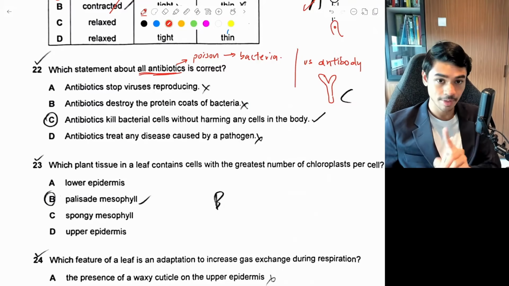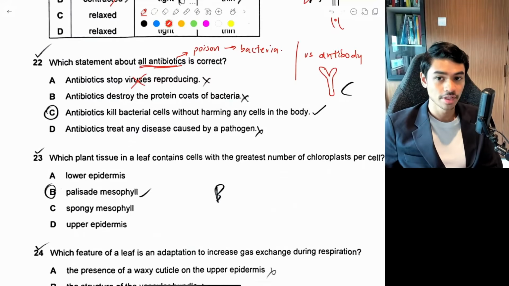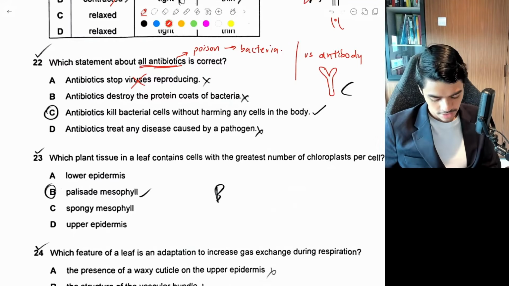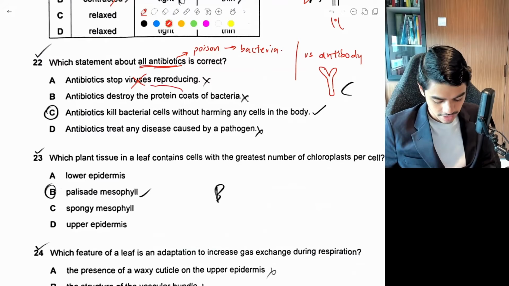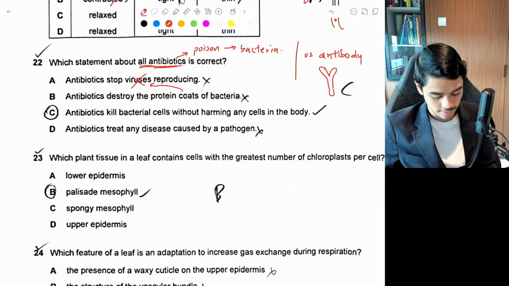Antibiotics are just one chemical. Antibody is a whole protein. So does it stop virus? No, antibiotics don't attack viruses. It is useless on them. B, destroy the protein coat. Protein coat is actually the virus component, right? It's the outermost, like the shell of a virus. So bacteria don't have protein coat. They have cell wall and they have a cell membrane in their surrounding. So B is also wrong.